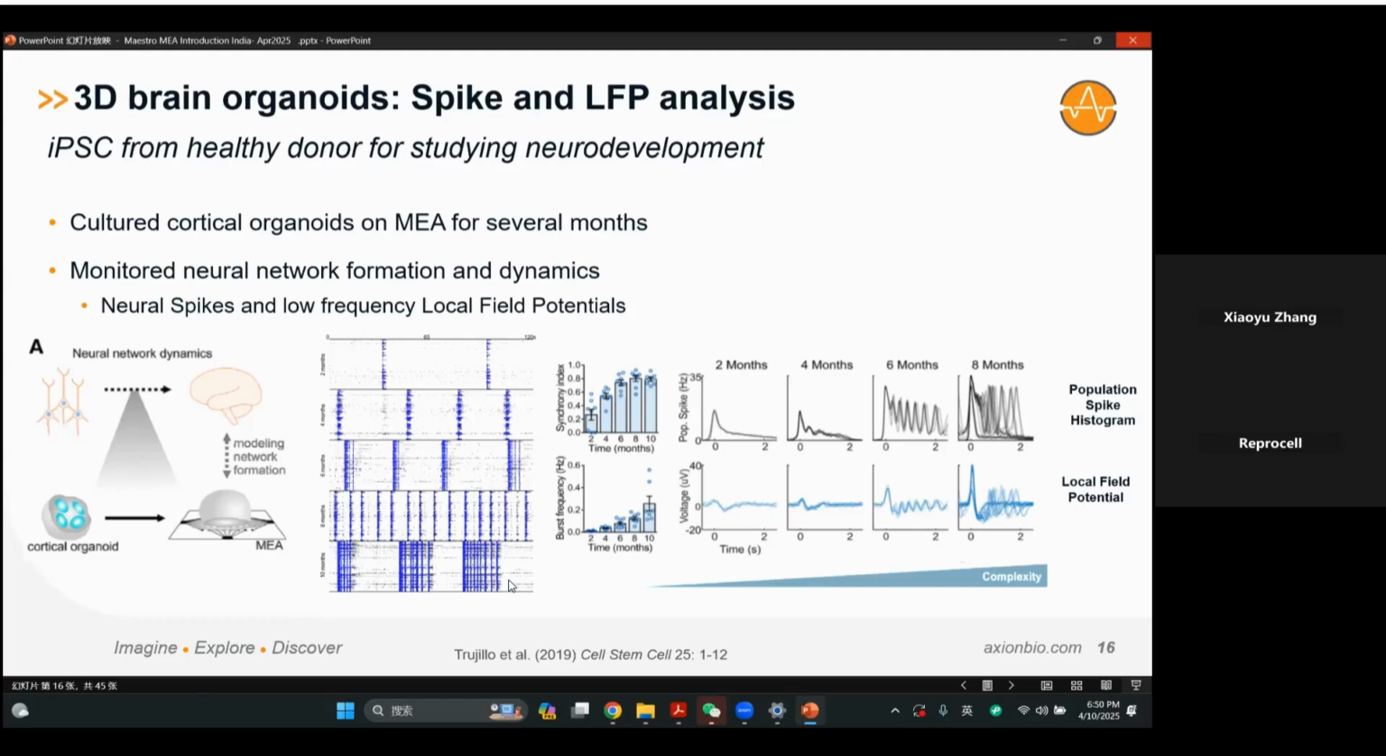After 4 months, we can see that higher frequency oscillations or sub-peaks emerged within larger network bursts, as illustrated here. Additionally, the network events became more temporally variable, as evidenced by the increased coefficient of variation in inter-event intervals.